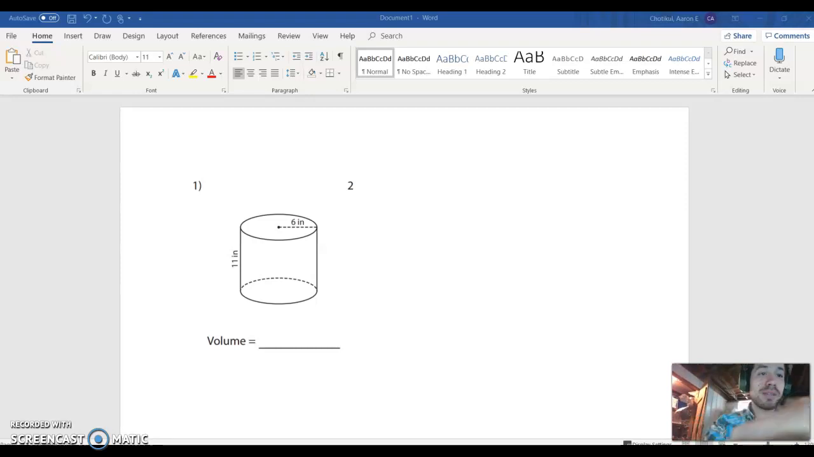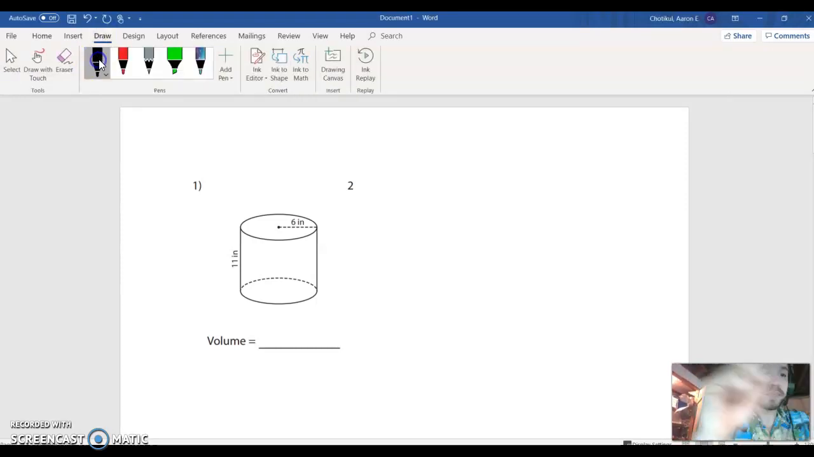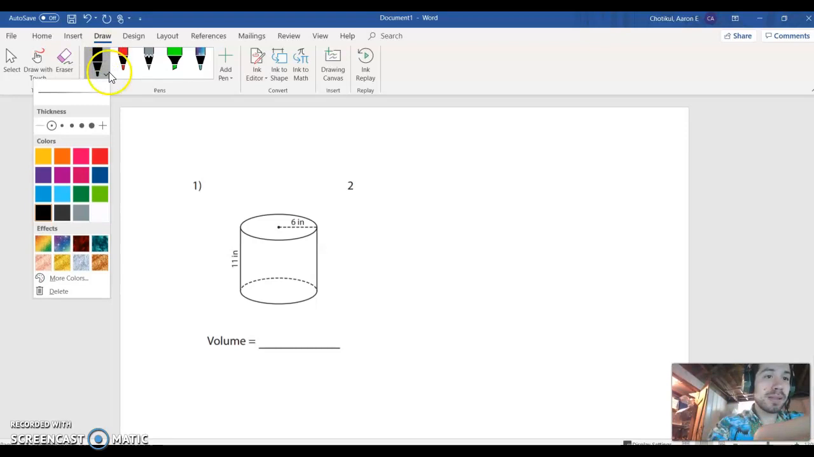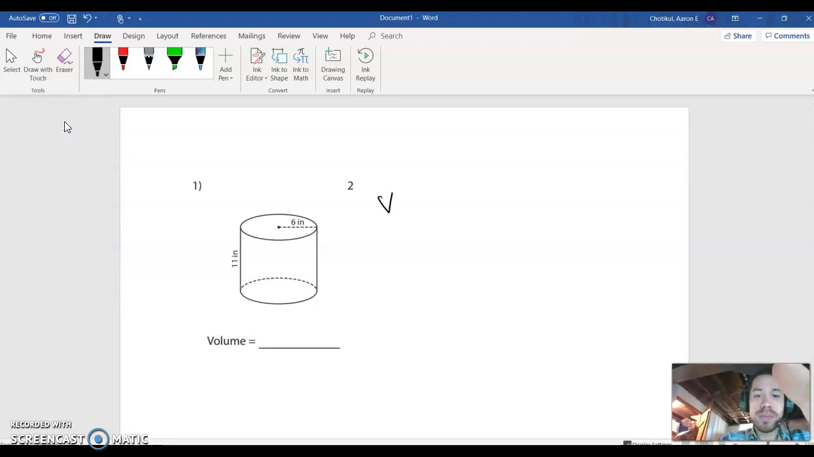The formula, let me get on my draw tools. The formula for the volume of a cylinder. And again, volume is essentially how much water, how much dirt, essentially how much we're filling it. Volume is equal to pi, or sorry, pi r squared times the height of our cylinder.